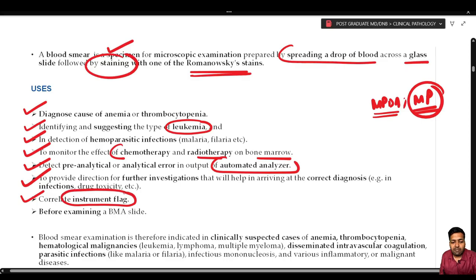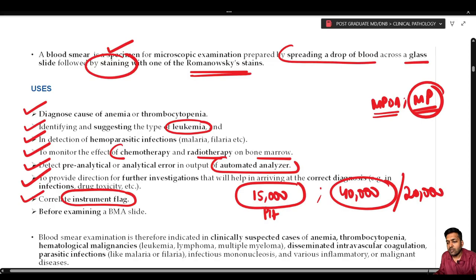Instrument flag means what? For example, your machine has given a platelet count of, for example, 15,000. In that case it becomes mandatory for you, because when the platelet count is less than 1 lakh, routinely in our lab a peripheral blood smear is prepared so that we can confirm whether really the platelet counts are that much less. Similarly, for example, if the WBC count is coming around 40,000, which is very high, or for example even 20,000.